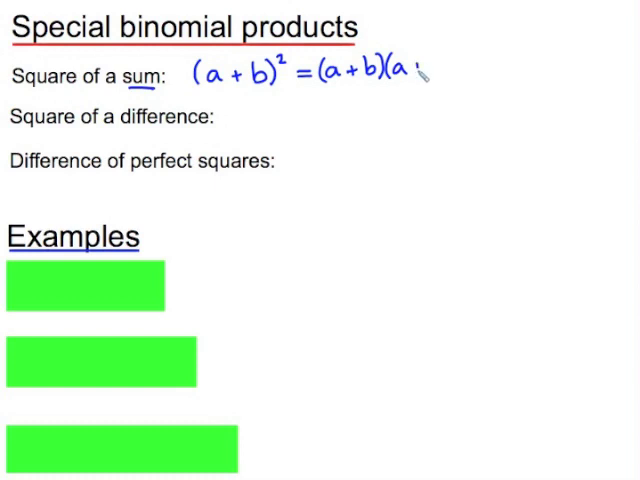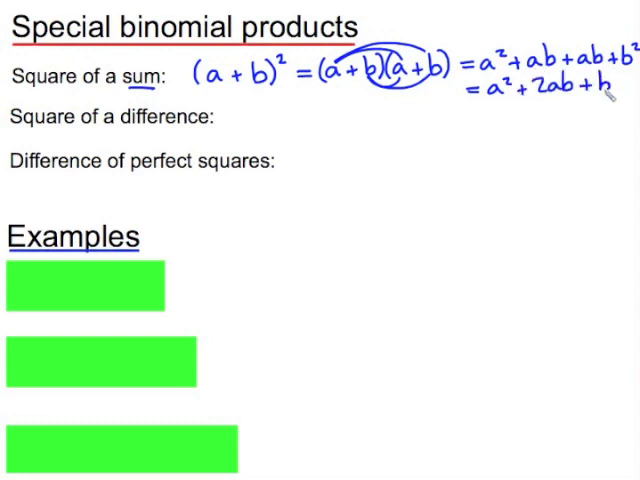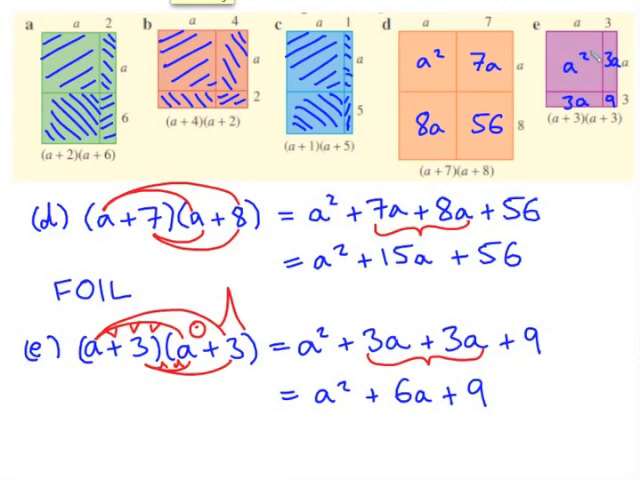of brackets, a plus b times a plus b, and then using FOIL, this is a squared plus ab plus ba, which is the same as ab, plus b squared. So we can simplify this to a squared plus 2ab plus b squared. We had an example of a square of a sum, which was a plus 3 squared.